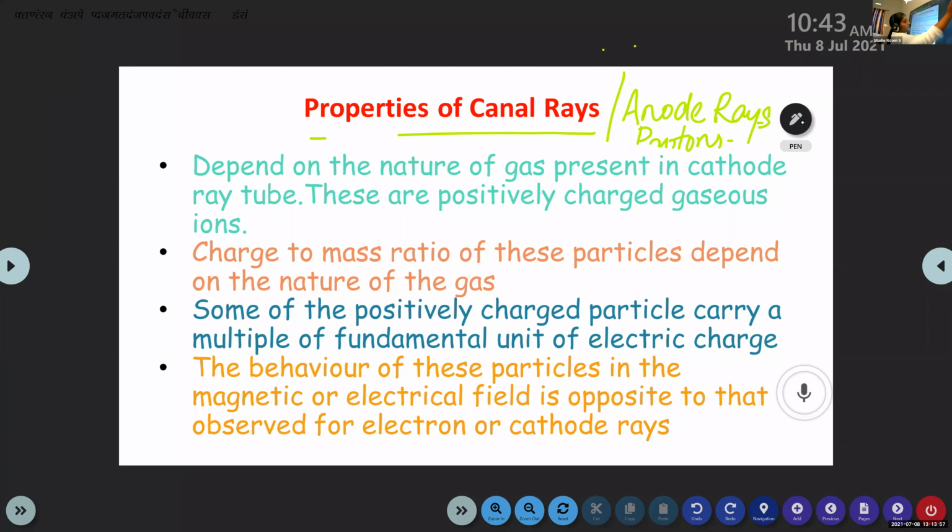Mehreen, can you please read? Yes, ma'am. Properties of canal rays depend on the nature of gas present in the cathode ray tube. These are positively charged gaseous ions. Charge to mass ratio of these particles depends on the nature of the gas. Some of the positively charged particles carry a multiple of the fundamental unit of electric charge. The behavior of these particles in the magnetic or electrical field is opposite to that observed for electron or cathode rays. Okay.